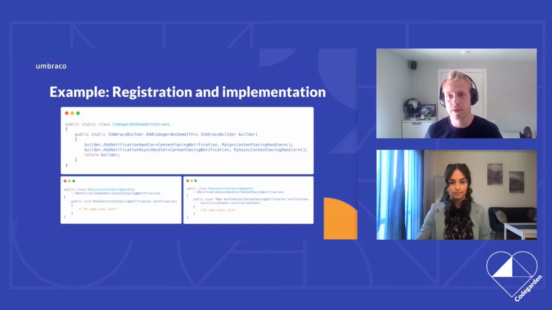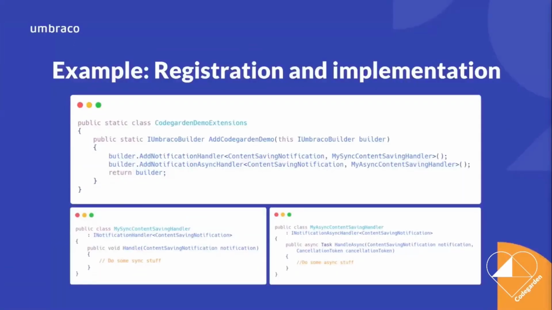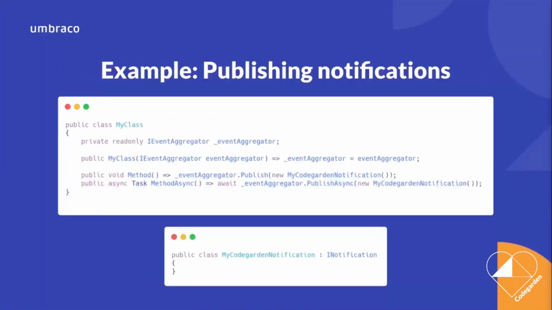So if we look at some code, here I have introduced an extension method on IUmbracoBuilder, so this can be used from the startup class. It basically just calls two other extension methods on this builder. One to add a notification handler for the content saving notification, called MySyncContentSavingHandler, and another one for an async handler. And below you can see how to implement these handlers. So basically you implement an interface and specify the notification type, and then you are forced to implement the Handle method where you have the notification available.